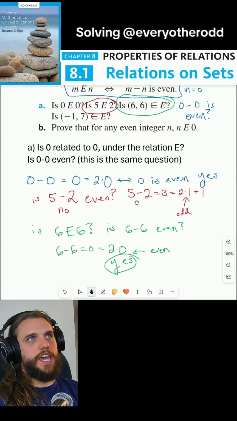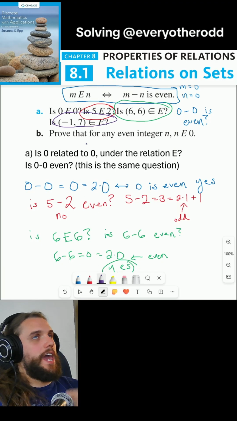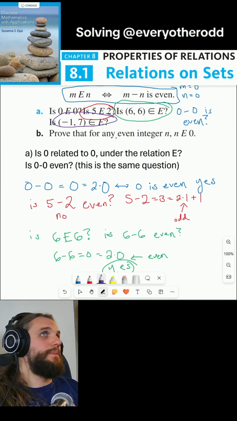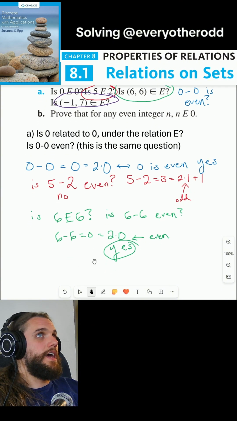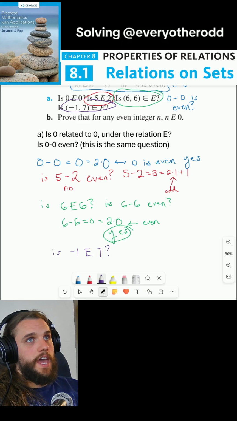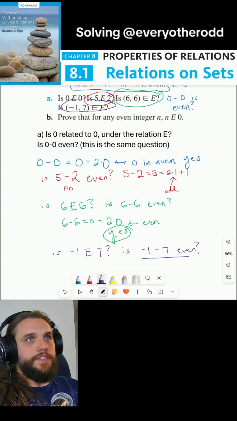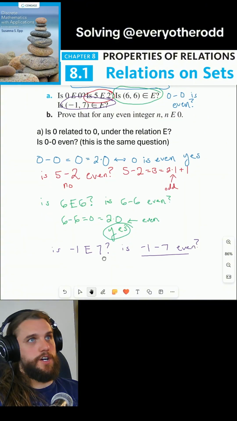And the answer is yes. And lastly, for part A, is negative 1 comma 7 in E? That's the same thing as asking, is negative 1 related to 7 under the relation E? And that's the same question as, is negative 1 minus 7 even? And this is the question that we're really focusing on.